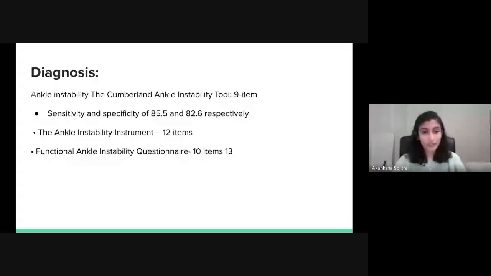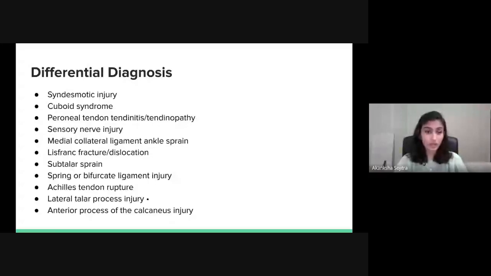Now, for differential diagnosis, what do you need to know, pathology-wise, that can happen at the ankle, and which could be a differential diagnosis? Syndesmotic injury, which we saw earlier, cuboid syndrome, peroneal tendonitis or tendinopathy, any sensory nerve injuries, medial collateral ankle sprain, Lisfranc fracture or dislocation where you have a fracture of the midfoot, subtalar sprain, spring or bifurcate ligament injury, Achilles tendon rupture, lateral talar process injury, and anterior process of calcaneus injury.